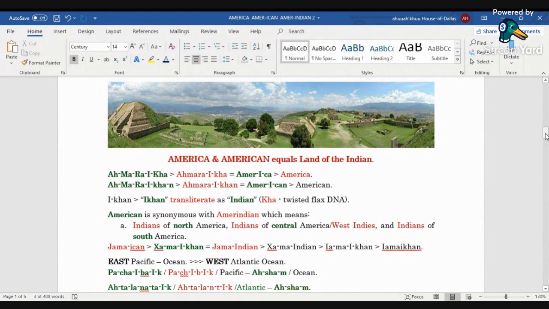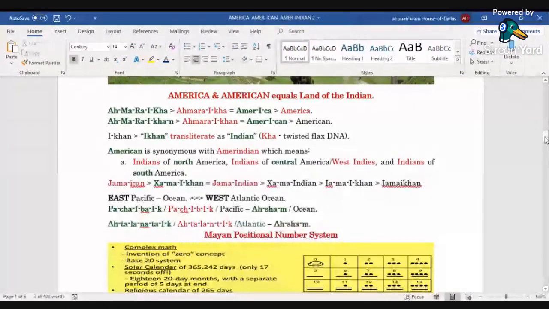At the foundation of it all is true. So the opinion, and then we go as far and we say, you know, Indians, American is synonymous with Amerindian, which means Indian of North America, Indians of Central America, West Indian, Indians of South America, Ja, Nikon, yeah, Maican, yeah, my Indian, Zama Indian.